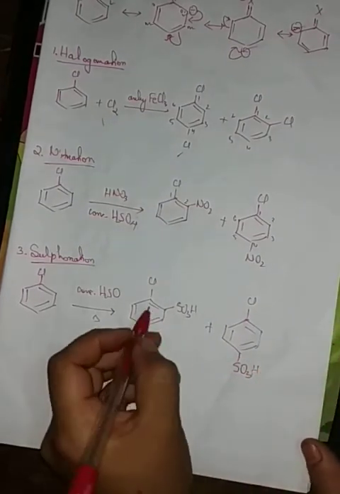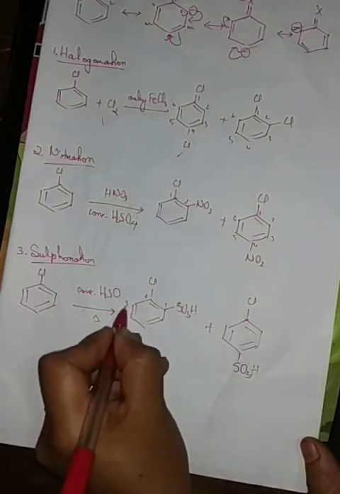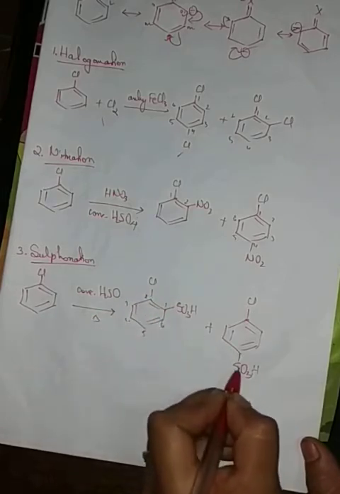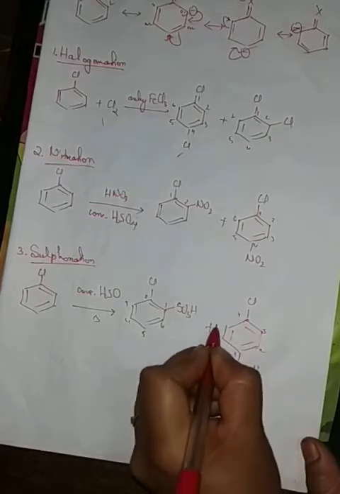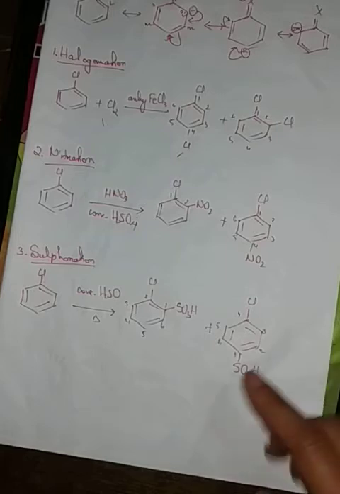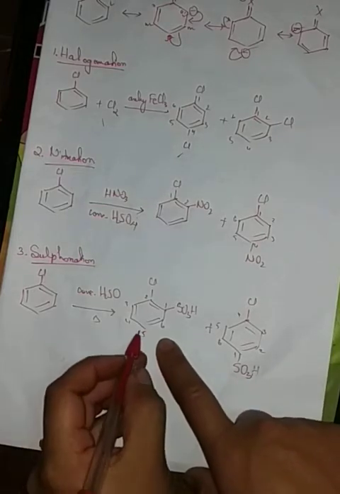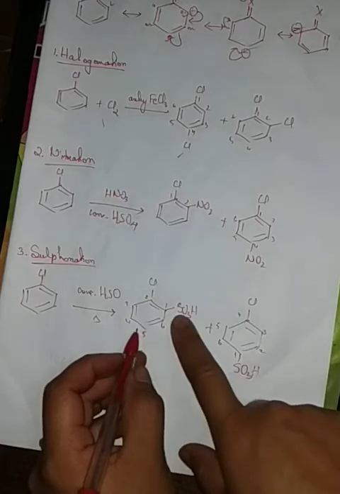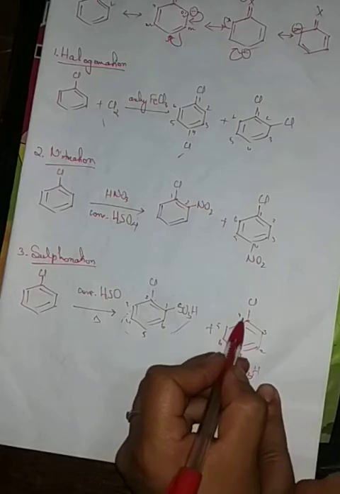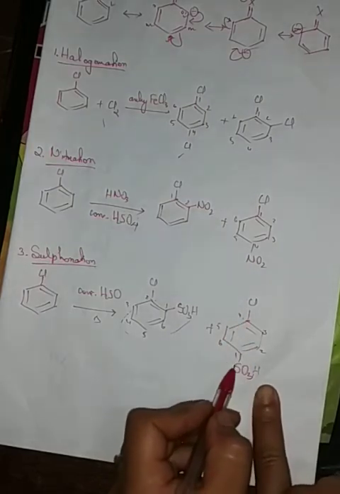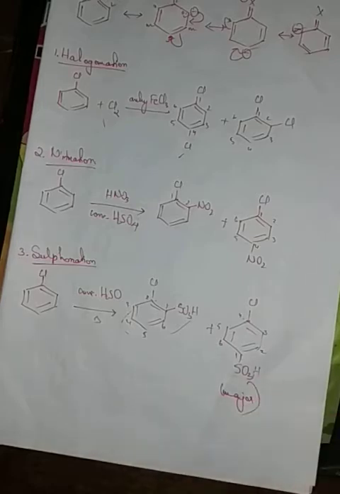1 2 3 4 5 6. Here the numbering, this will get the first number 1 2 3 4 5 6. Now here, this is our 2-chloro benzene sulfonic acid, and this is our 4-chloro benzene sulfonic acid. This will also be the major product. Major product will always be the one predominating.